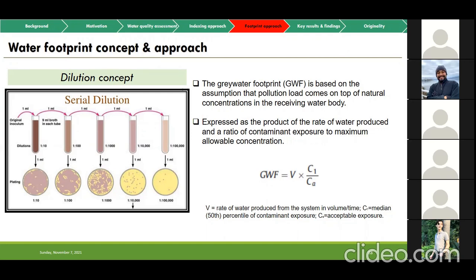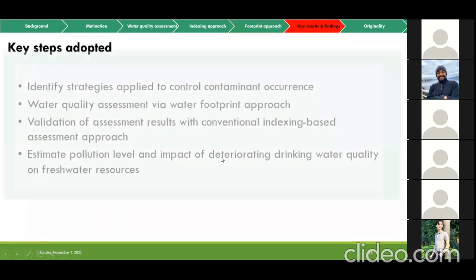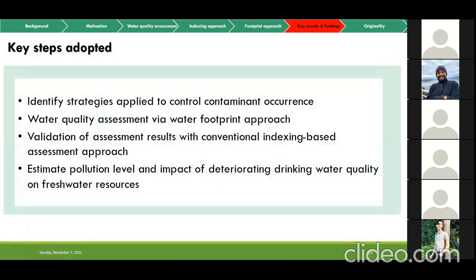So basically you're considering the volume, the quantity, and the quality. And if you try to link with the distribution system goals, we need to provide the water with good quality and quantity. And that's how we are trying to use a simple concept to present our idea, or to present our case. So these are the key steps that I adopted.